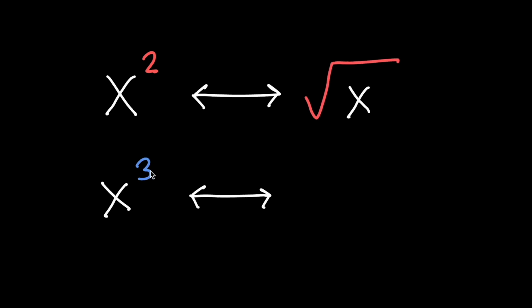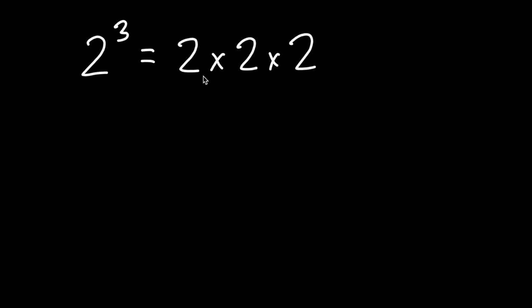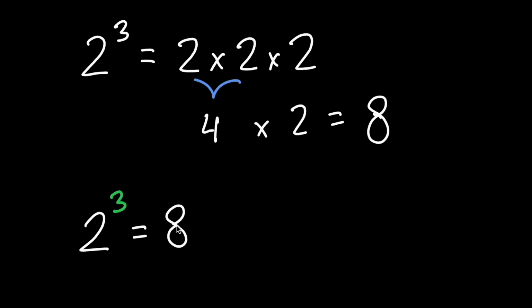The opposite of raising a number to the power of 2 is finding its square root. Likewise, the opposite of raising a number to the power of 3 is finding its cube root. So for example, 2 cubed is 2 times 2 times 2. 2 times 2 is 4, 4 times 2 is 8. So 2 cubed is 8. That means that the cube root of 8 is 2.